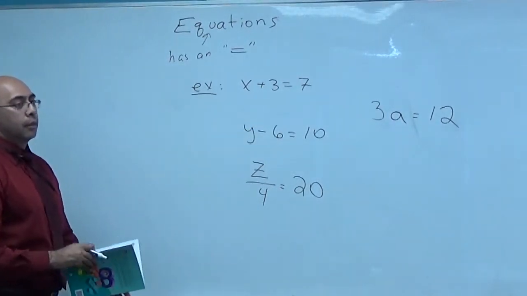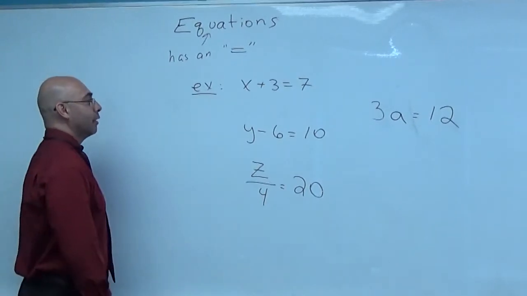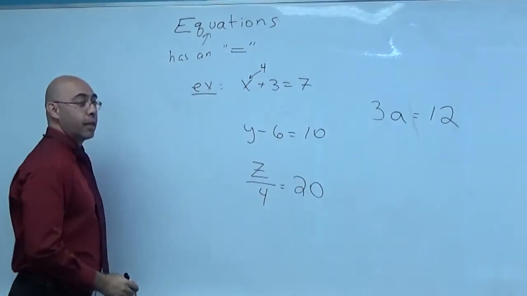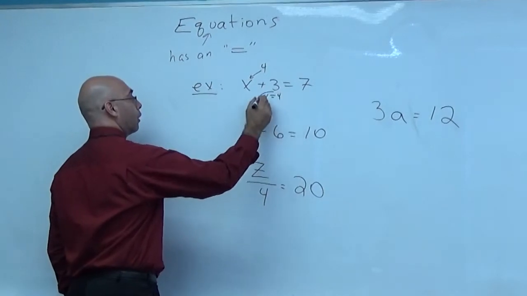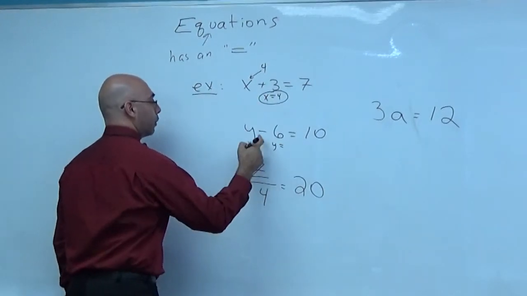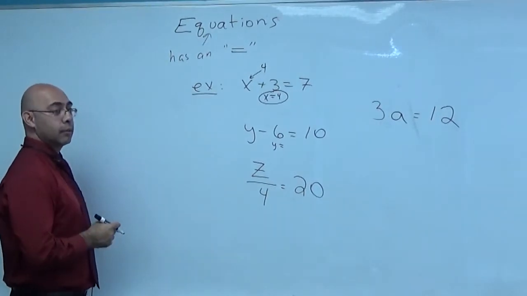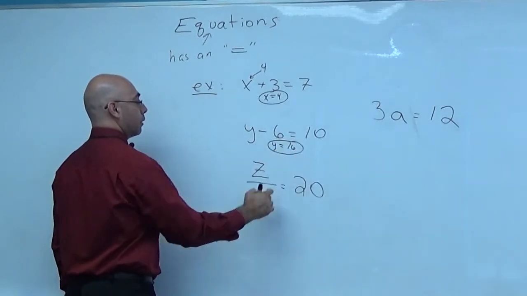Yes? 4 plus 3. All right, so we know x is going to be equal to 4 because 4 plus 3 is 7. So we can say right here, x is equal to 4. What is y going to equal here? Something, take away 6, and you have 10 left over. 16. Yeah, it's going to be 16. Nice.